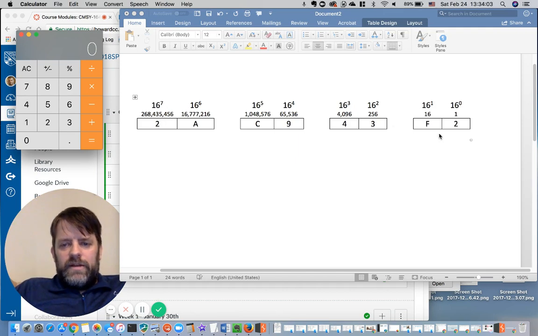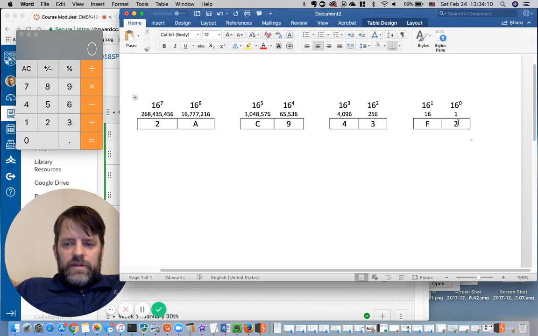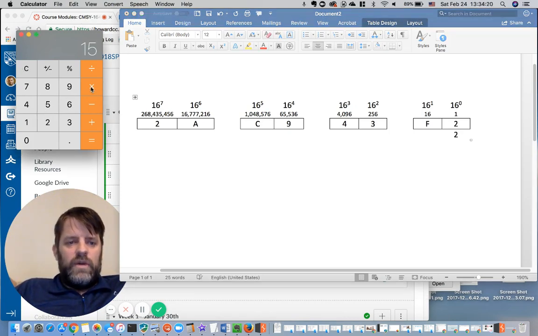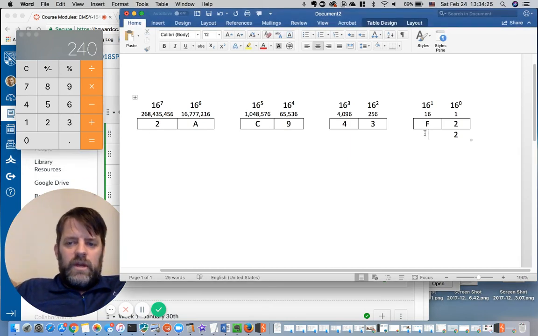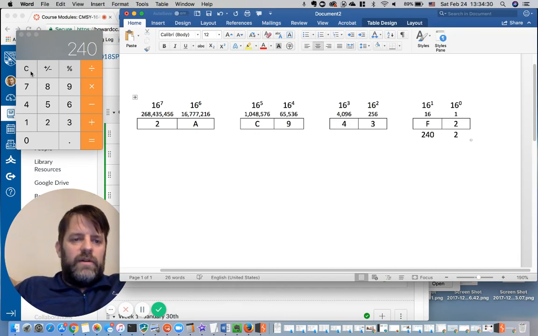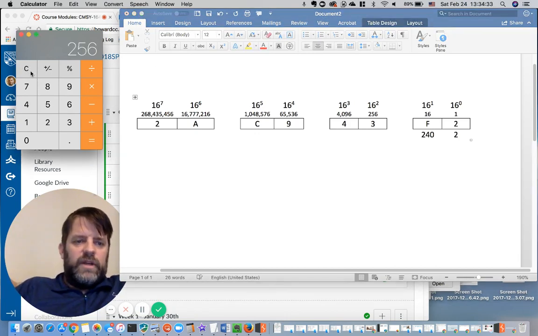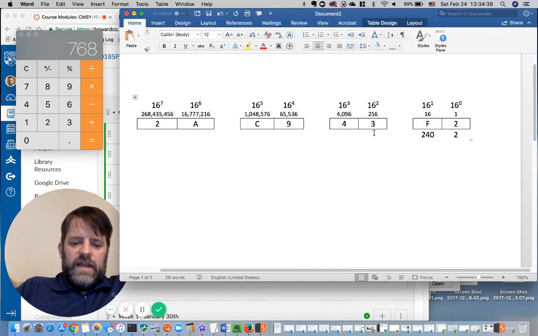So the way to do this then is for each of these, you just have to figure out what the value is of the digit and multiply it by whatever place that is. So the value in this place is 2. It's in the 1's place, so 2 times 1. The value here is 15. It's in the 16's place, so we'll use the calculator for that one. It's 240. Again, we're doing this with just a regular calculator, no programming calculators. This is in the 256's place. There's a 3 in that place, and that's going to be 768 as the value of that place.